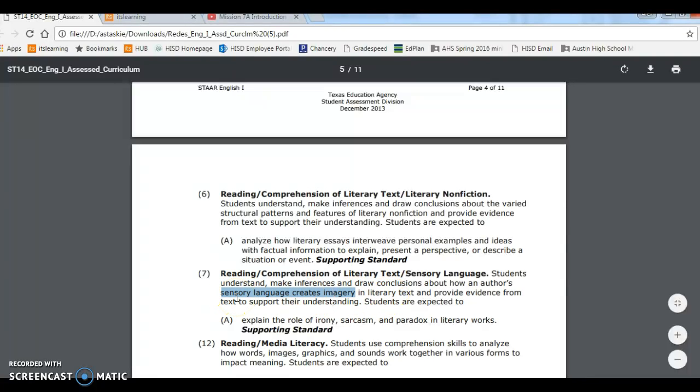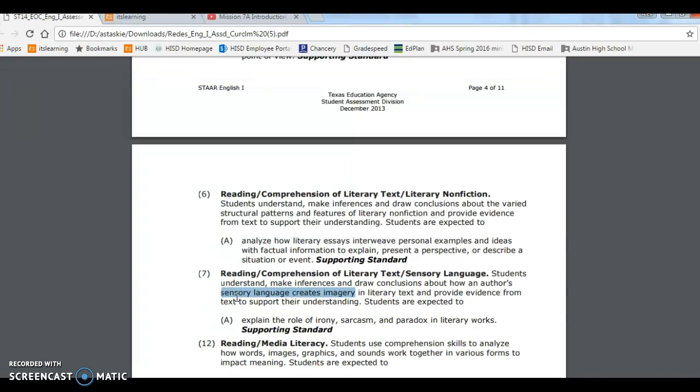Sensory language is a really broad term, and it basically means language that makes you feel things using your senses. Pretty simple. So maybe it's language that makes you see something, hear something, taste something, feel something. But any language that makes you feel is sensory language, and a lot of times sensory language creates imagery. And we're going to be talking a lot about imagery during this mission. Imagery is simply when an author tries to get you to see a picture in your mind.